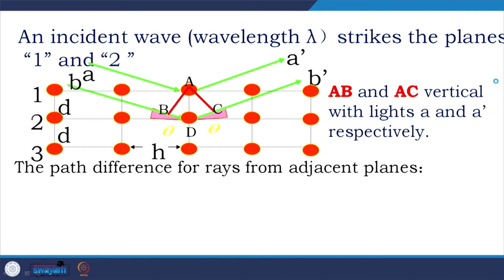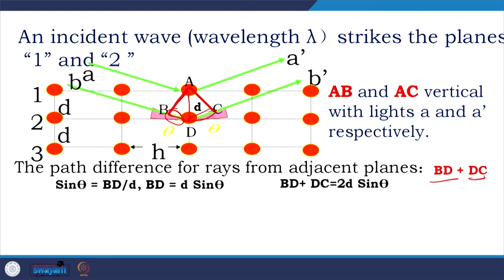So, the path difference of rays from adjacent planes, how do you get it? You will see that there is a perpendicular triangle formed and you get an angle which is theta, and the distance is d and this distance is BD. So, the path difference for rays from adjacent planes is BD plus DC. Now, if you put in the trigonometric formula, sin theta would be BD by AD, AD equal to d. So, BD equals d sin theta. Similarly, DC is also the same. So, BD plus DC equals 2d sin theta.